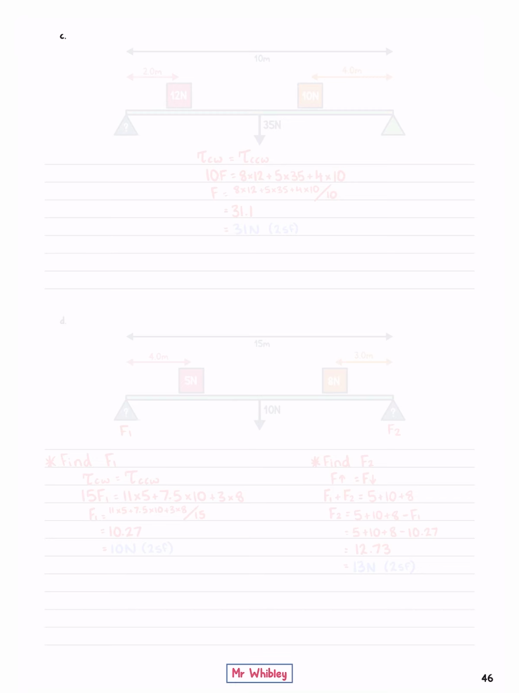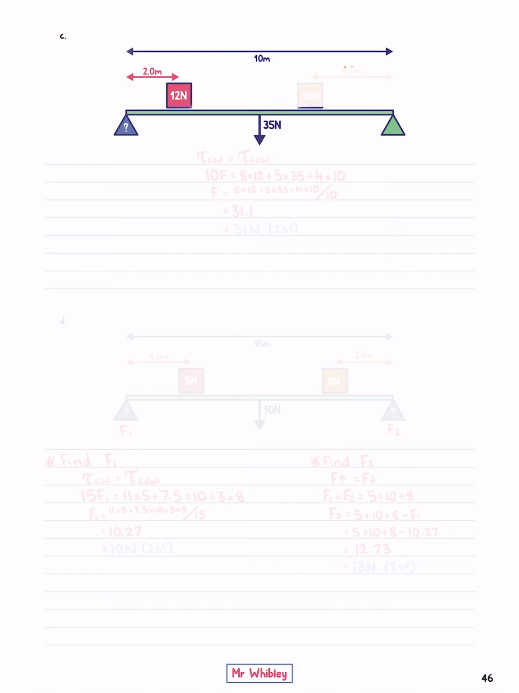For section C, we have a 10 meter long beam with a gravitational force of 35 newtons in the middle, and 2 pivots. The force from the left one is what we're trying to find. We have a 12 Newton mass, a distance of 2 meters from the left, and a 10 Newton mass, a distance of 4 meters from the right. To find the value of this force here, we need to make this our pivot.